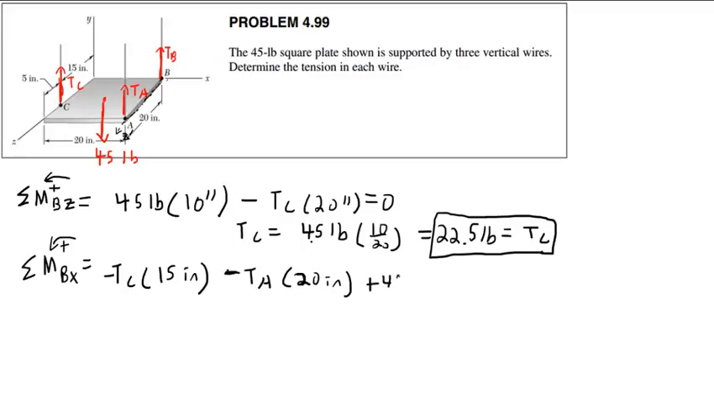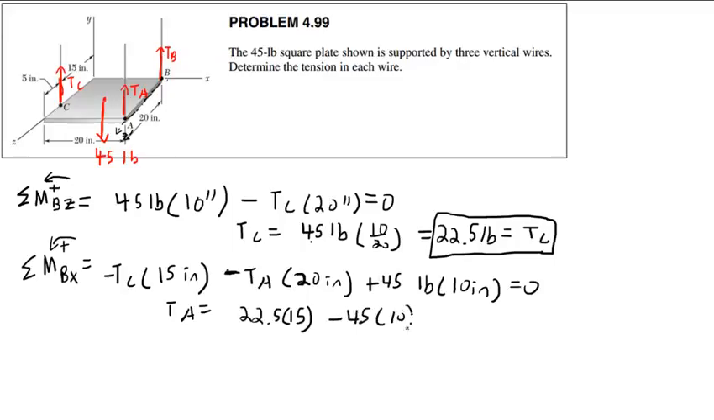Plus 45 pounds times a distance of 10 inches equals zero. And then, let's see, so this is 22.5 pounds. So TA, let's see, that is going to be, well, TC is 22.5 times 15 minus 45 times 10, all of this over 20, and negative. So I just put this 22.5 in for TC and solved for TA. And all that will come to some number.